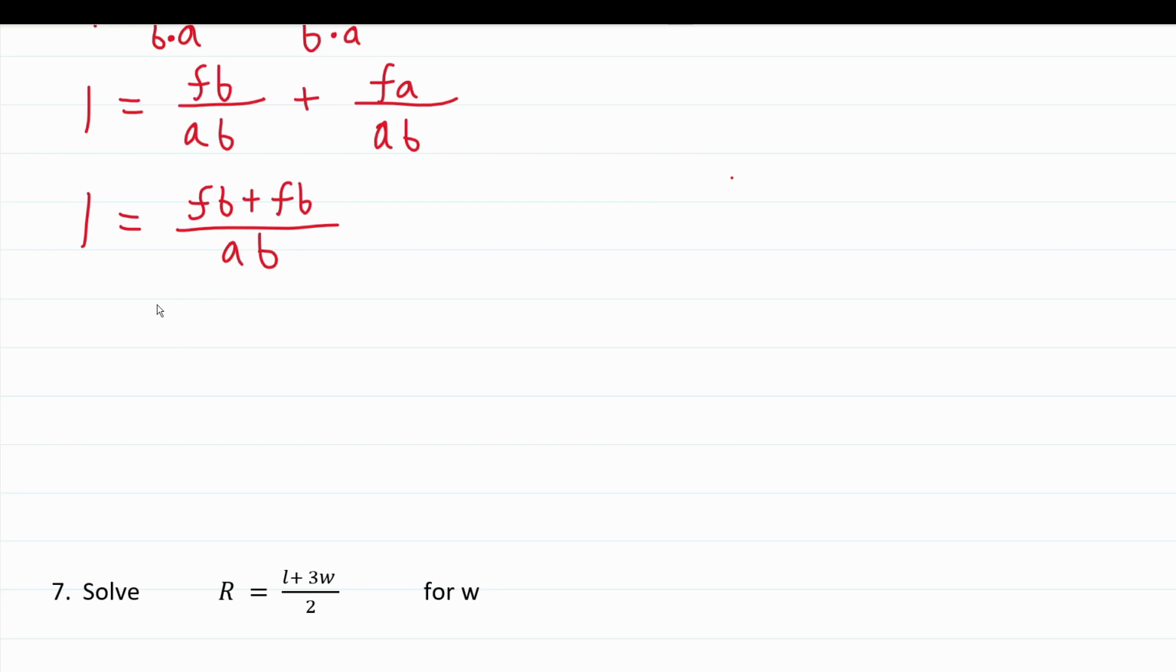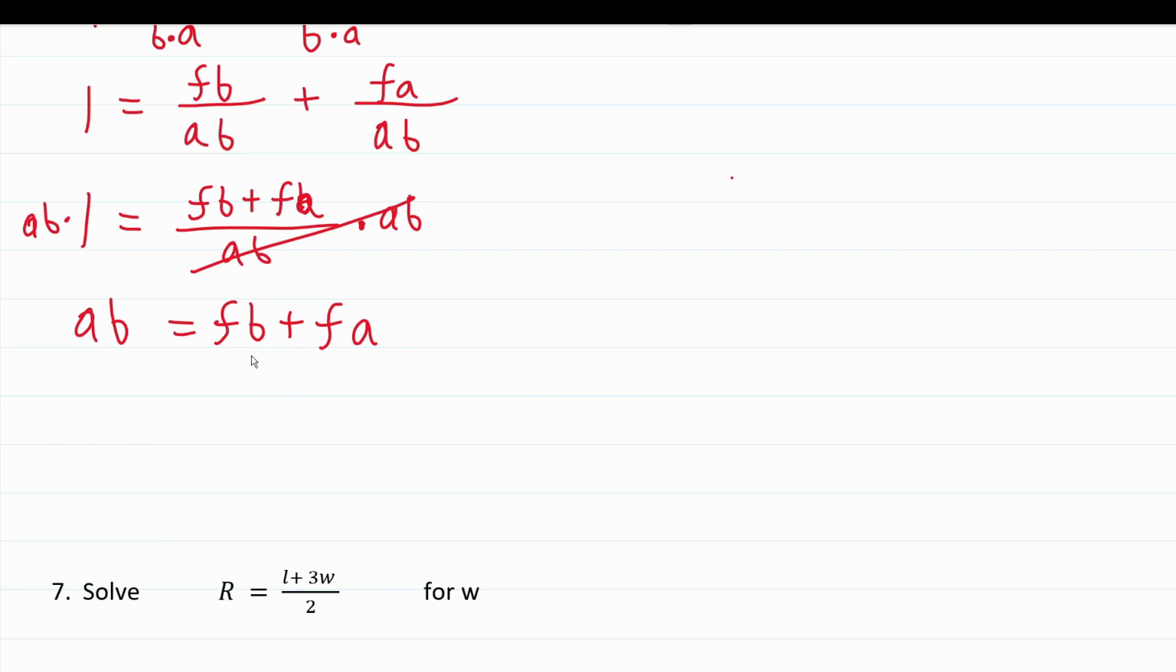Now, again, our goal is to solve for f. We're almost there. We just got a few more steps to do. So what I'm going to do now is clear this ab from the denominator. And again, this is fb plus, and this should be an a right here. Sorry about that. This says fb plus fa over ab. Well, how can I clear this ab? This says fb plus fa divided by ab. So we can multiply both sides by ab. This will clear here, and this will become fb plus fa. 1 times anything is itself, so ab times 1 is just ab.